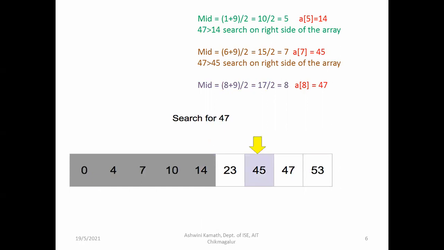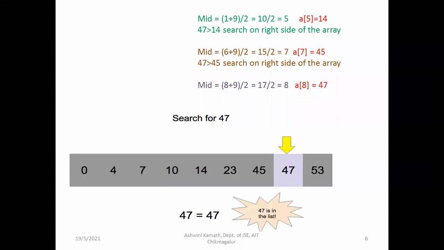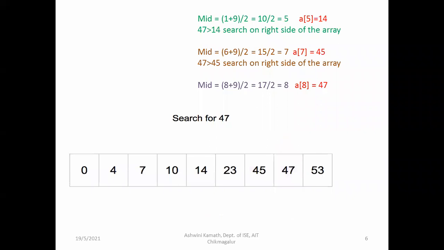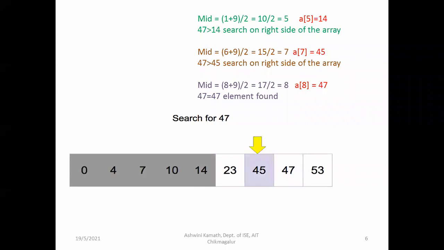The high position will be as it is. (8 plus 9) divided by 2 is equal to 17 divided by 2, so you'll get 8.5, which is equal to 8. So a of 8 is the mid element now, right? a of 8 is equal to 47. So 47 is equal to 47. The element is found. I hope you are getting it. So this is how binary search works.